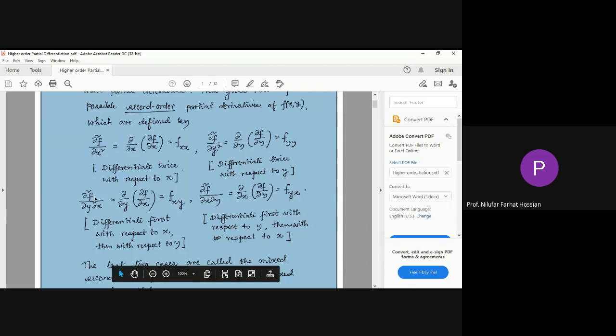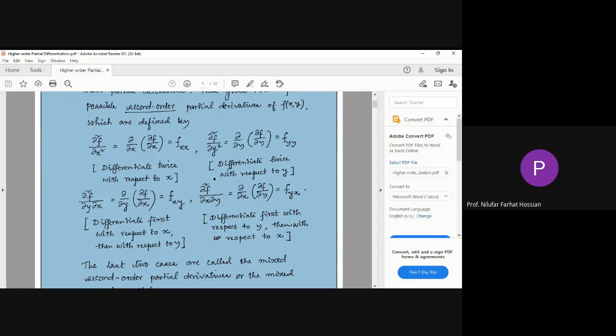Here you see, at first it goes from the right to the left. If you denote it like this, del square f by del y del x, at first start from the right, then go to the left. But if the notation is this way, then at first you have to start from the left, then go to the right. So these notations should be very clear to you. Otherwise, your math may be wrong.